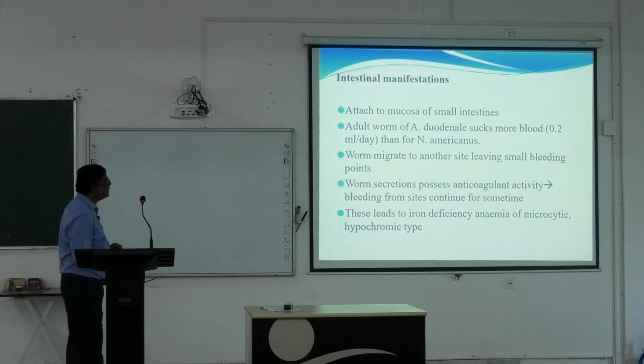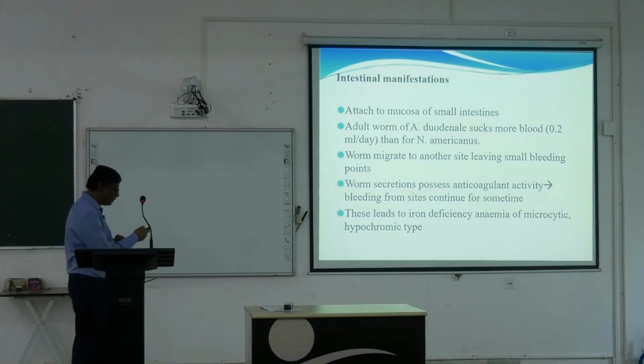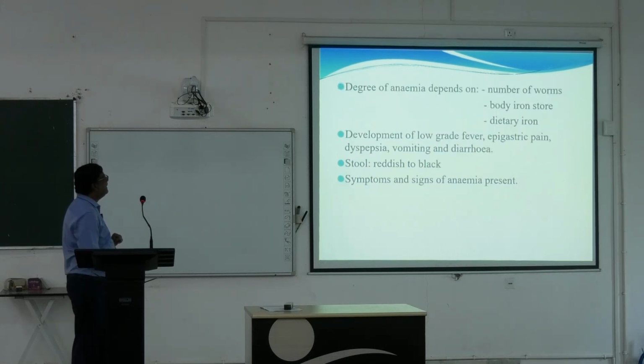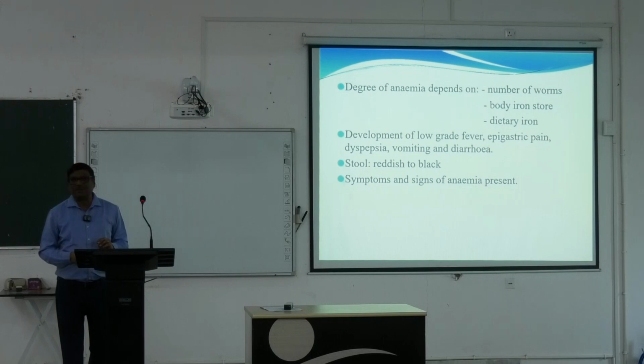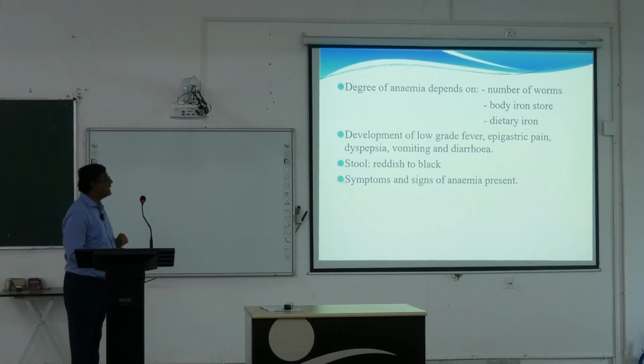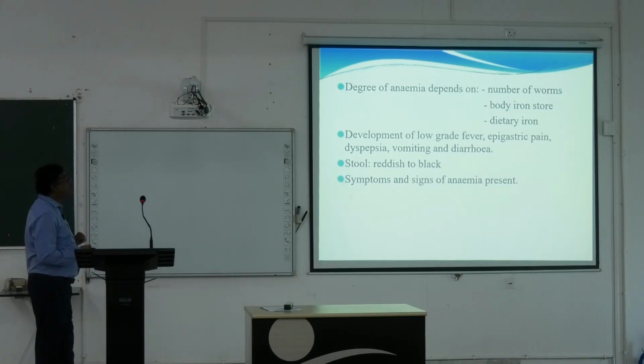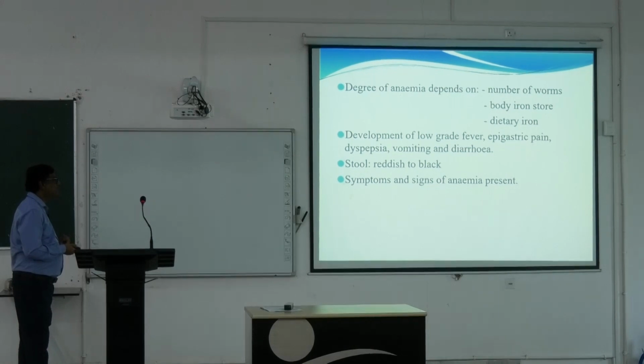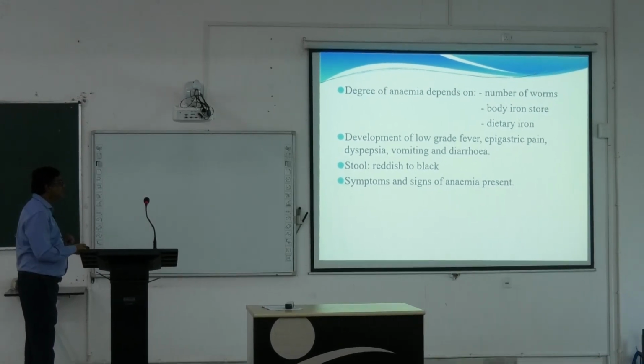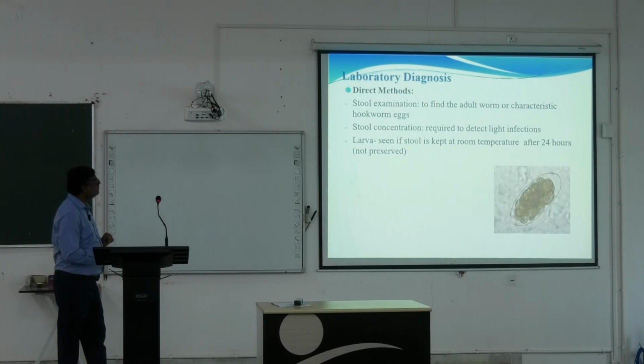Bleeding from the sites continues for some time. It secretes an anticoagulant enzyme. This leads to iron deficiency anemia, microcytic hypochromic type. The degree of anemia depends on the number of worms. That's why in hookworm infestation we often try to determine the worm load. That is important. From the stool, the body iron store and dietary iron, low grade fever, epigastric pain, dyspepsia, etc. develop. Stool is reddish to black, occult blood positive. Symptoms and signs of anemia are present.